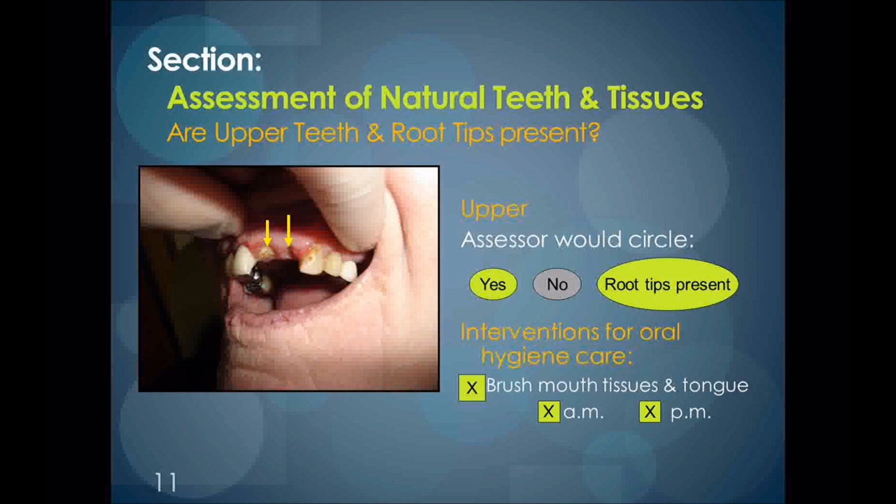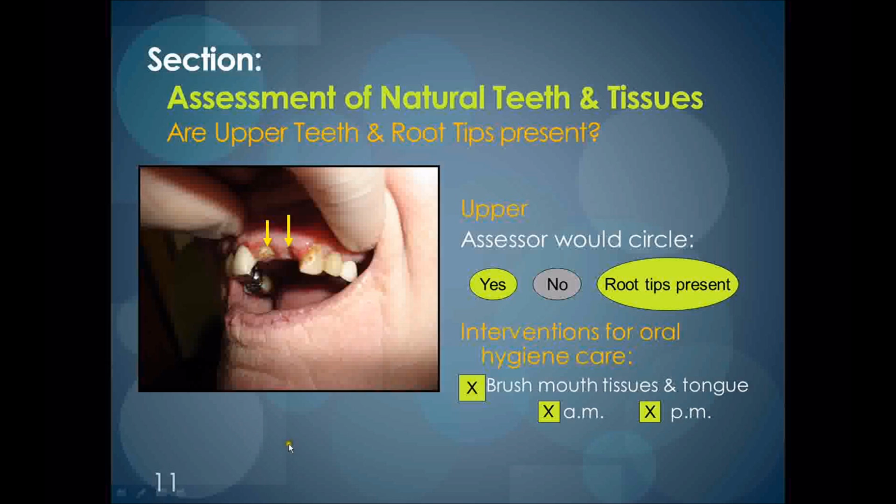The category of natural teeth and the one for dentures are quite simplistic for OHAT, but you will need to record a bit more complicated information for the oral hygiene care plan under the Assessment of Natural Teeth and Tissues and or Assessment of Dentures. We will look at an example to give you an idea of what this would entail.